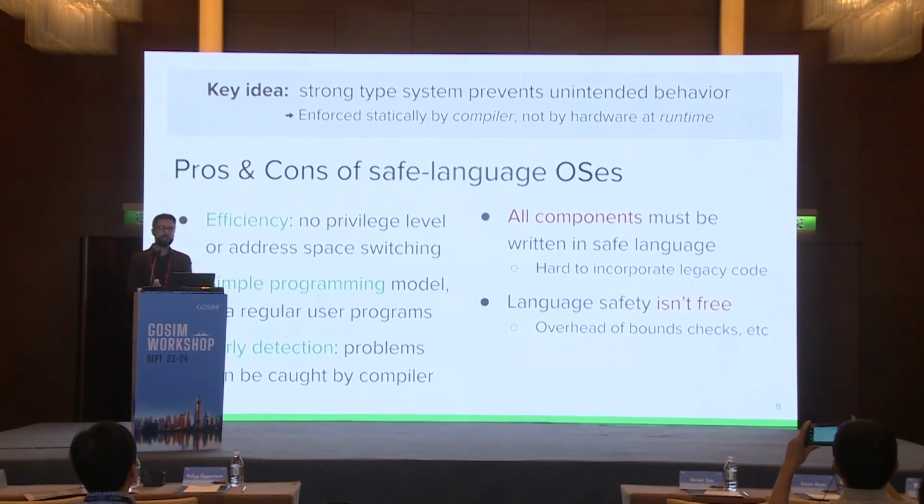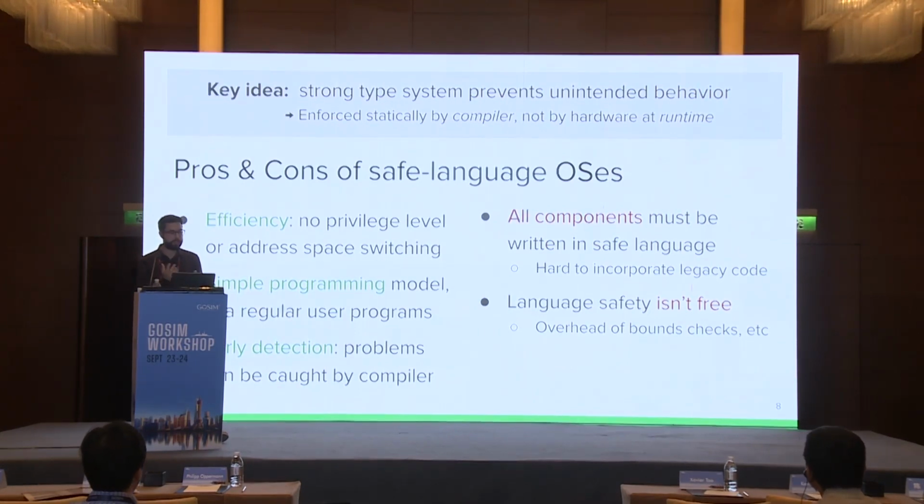So the key idea is that we want to leverage Rust's strong type system to prevent unintended behavior, right? So, this is probably something very familiar to most of you if you're familiar with Rust. The key distinction here is that we're enforcing this at compile time, not at runtime, so we're not relying on the hardware to enforce this, right? So there are some benefits of this and there are some disadvantages, right?